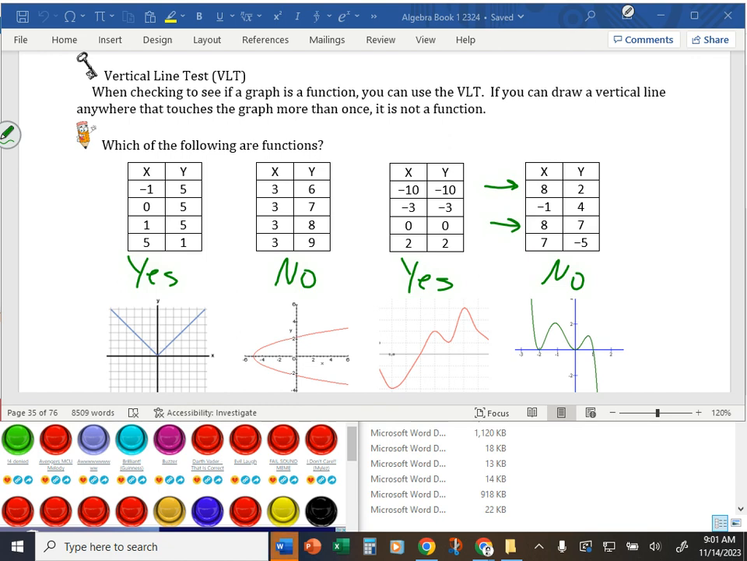Questions? Can we write not a function and function instead of yes or no? Sure. I've never had someone ask if they can write a longer answer before. I just feel bad. Yes, you may. Wow. Okay. Mr. Schultz, that's kind of more reasonable.